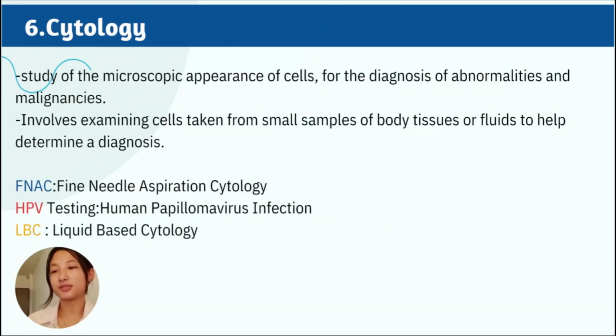The next unit is cytology. So histopathology is the study of tissues, right? And cytology is the study of the microscopic appearance of cells for the diagnosis of abnormalities and malignancies, and it involves examining cells taken from small samples of body tissues to help determine a diagnosis. And near the cytology unit was the FNAC unit, fine needle aspiration cytology. Then inside the cytology unit there was HPV testing, and LBC, liquid-based cytology, was used.